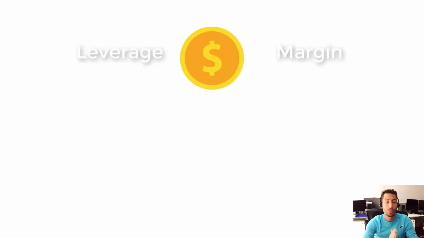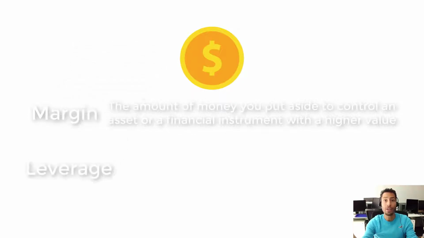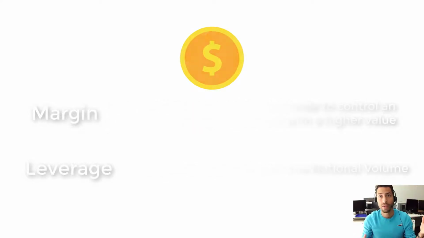Now, leverage and margin are exactly the same thing. They're just two different sides of the coin. So margin, as we said, is the amount of money that you have to put aside to control an asset or a financial instrument, and leverage is just the ratio between the asset and the margin. That sounds a bit complicated, but it's actually fairly simple.